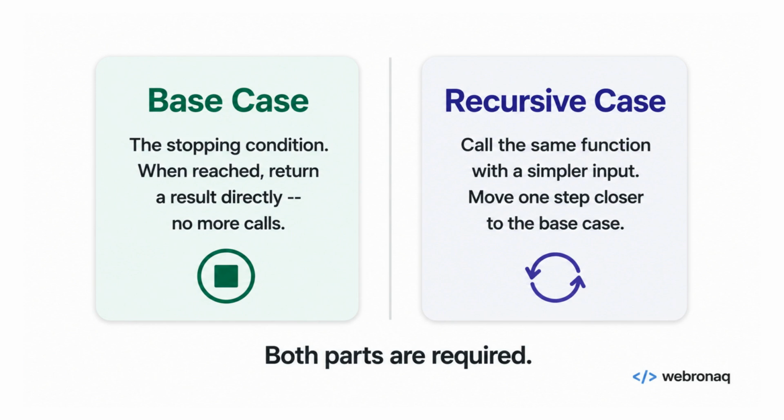If the base case is missing, the function calls itself forever, and the program crashes. If the recursive case never gets simpler, same result. Throughout this video, we will use the factorial function as our example, because it is clean, predictable, and makes both rules very easy to see. Let's look at the code and then trace what happens inside the computer when we actually run it.